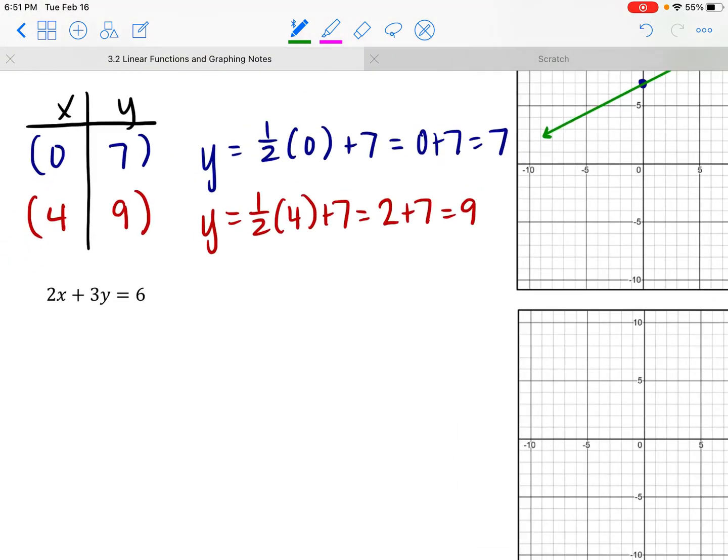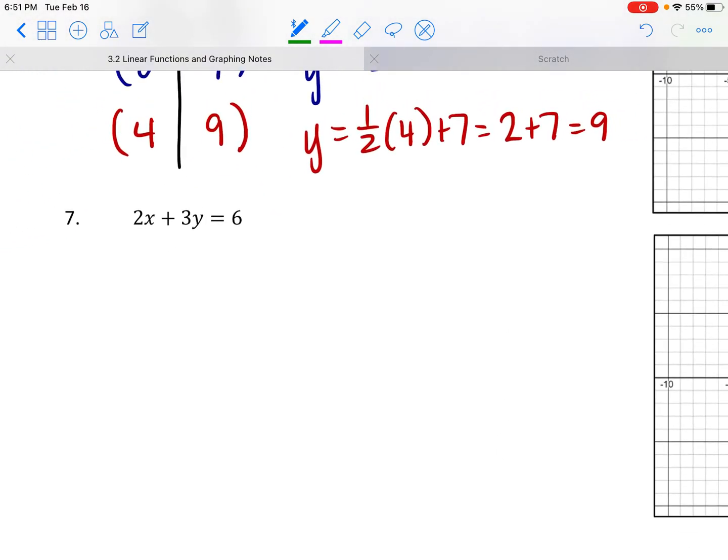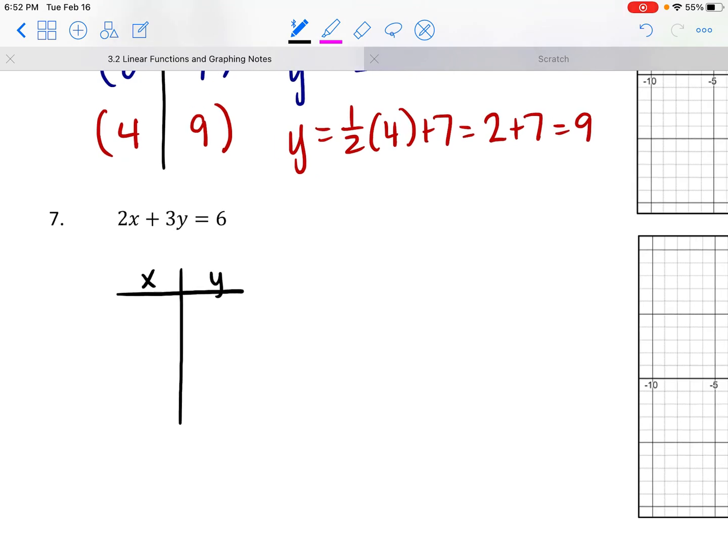Now this last one is not in the same form. It's not in slope-intercept form, but we can still do the same thing. So let's make a table of values. And this time I don't think it matters which variable we pick. Since both of them are on the same side of the equation, it's going to require the same amount of work, regardless of what variable we plug in. So let's stick to our trend here. Let's say we put 0 in for x.